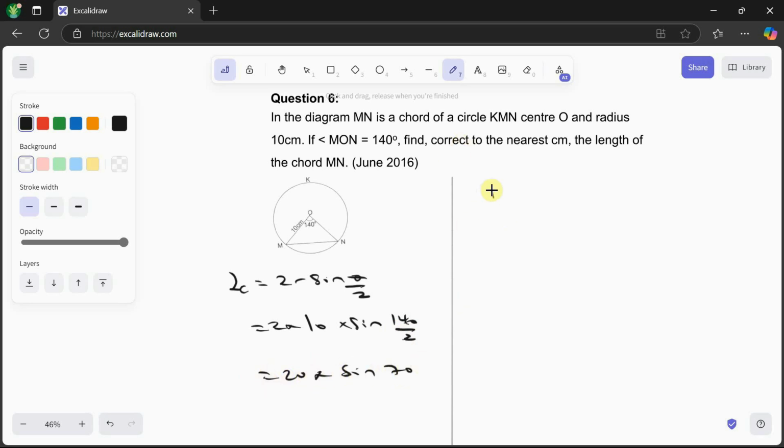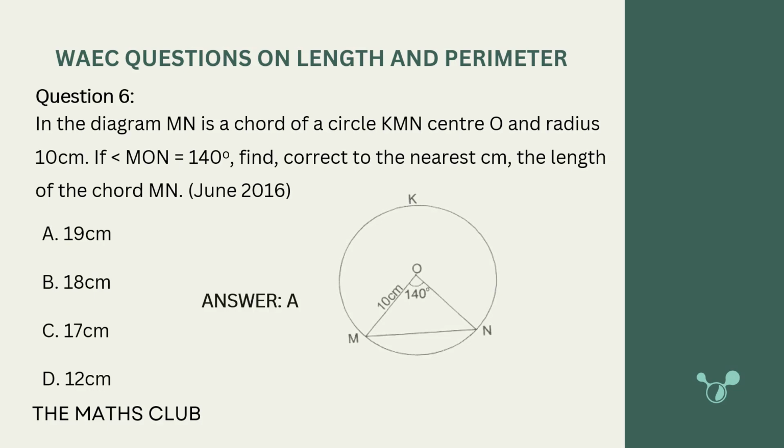So our length of chord will now be equal to, if you point that to your calculator, 18.793 centimeter. But it says we should correct it to the nearest centimeter. So this would be approximately what? 19 centimeter. Simple and short. Let's see if our answer is correct. If you look at the options, that will be option A.